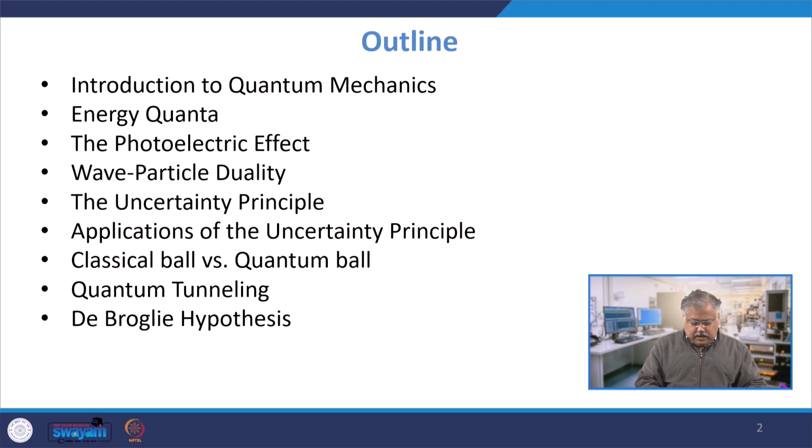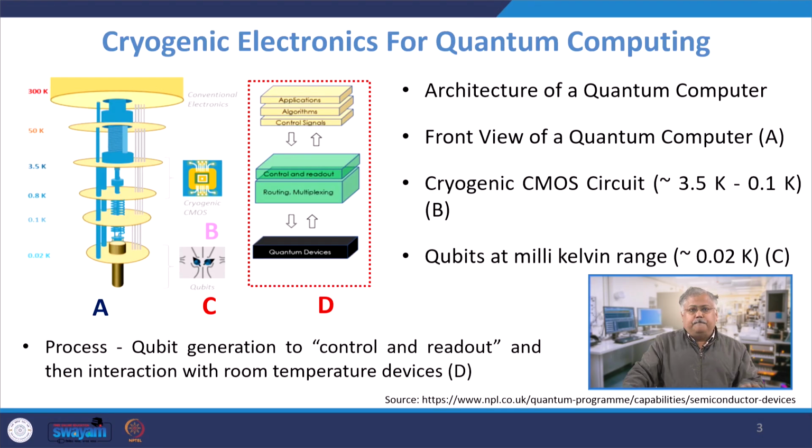Now, the idea here is why do we require cryogenic electronics, right? So let me give you a basic building block of a quantum computer. There are figures here: figure A, figure B, figure C, and then figure D, right? So at the core of any quantum computer is the qubit, which is figure C here, right? So figure C is the qubit.